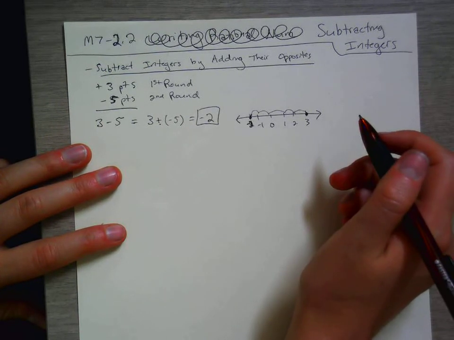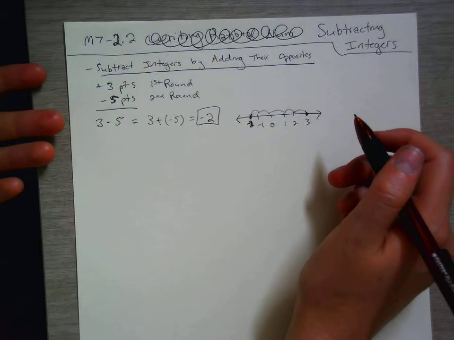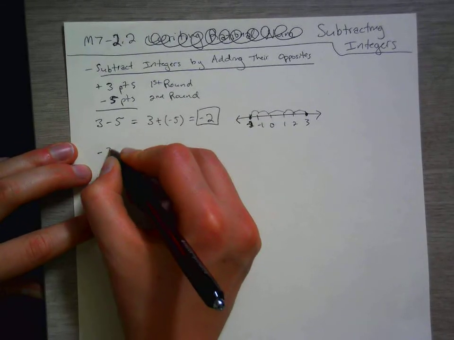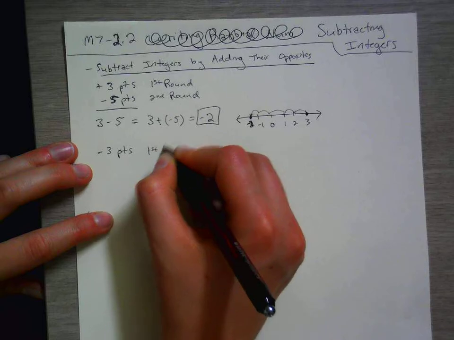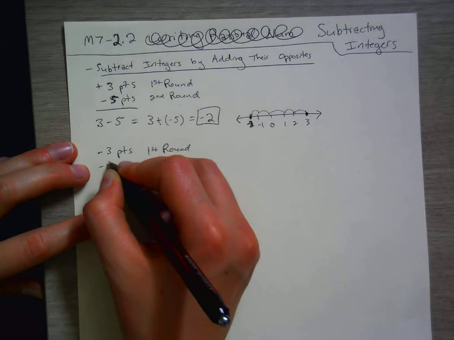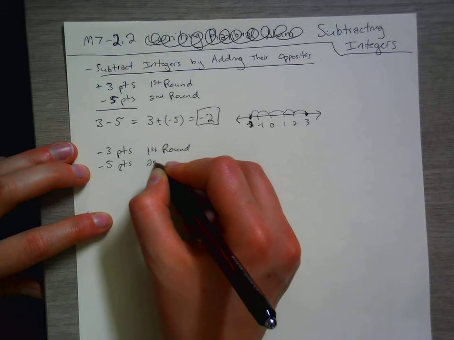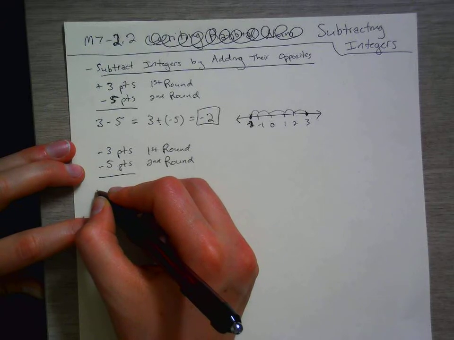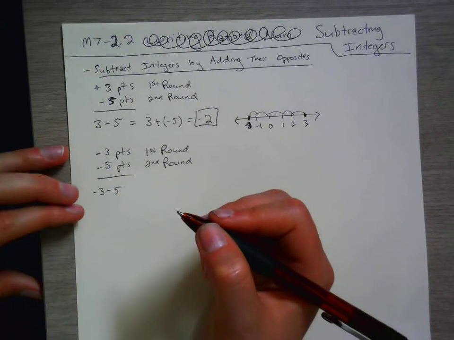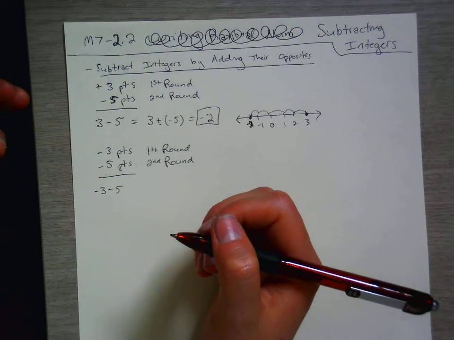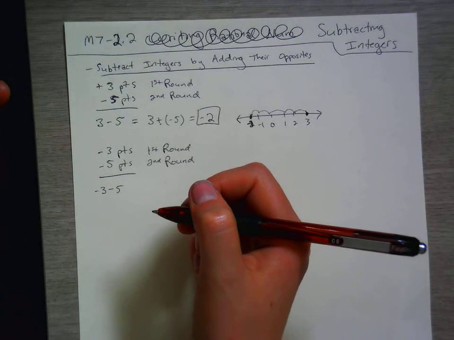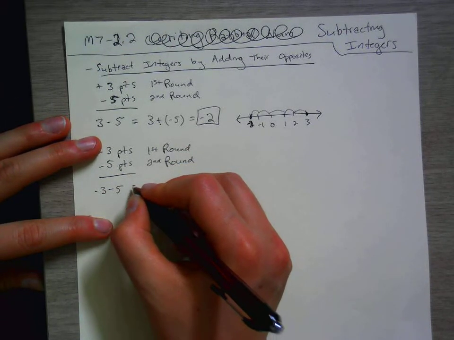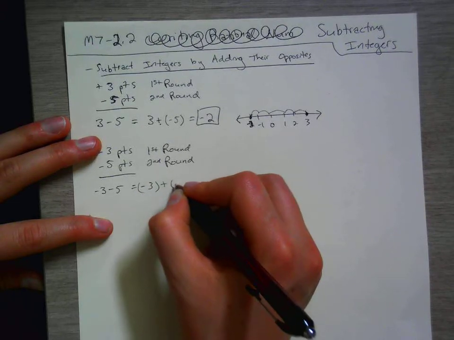Next, let's say we want to subtract a negative number. So let's say in the first round, he got negative 3 points. And he got negative 5 points in the second round. First round was a lot better if you look at this one. So we will do negative 3 minus 5. We'd still do the same thing. We would do negative 3 plus its opposite, negative 5, which equals negative 8.